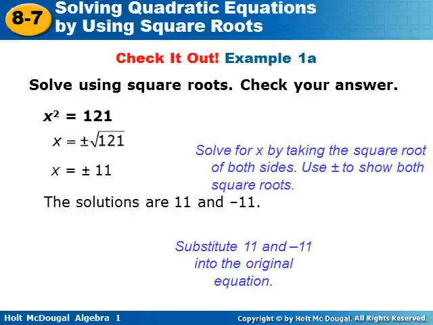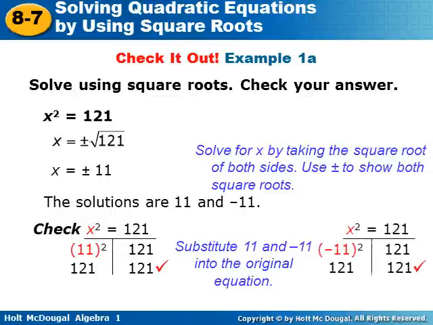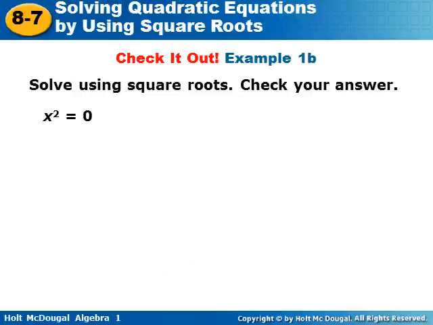We're going to substitute 11 and negative 11 into the original equation to check our answers. So we get 11 squared equals 121, so 121 does equal 121. And then negative 11 squared equals 121, and 121 equals 121. So we know our answers are correct.